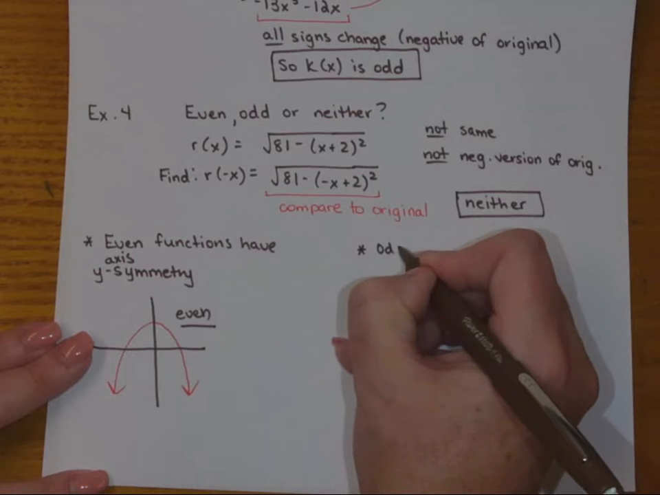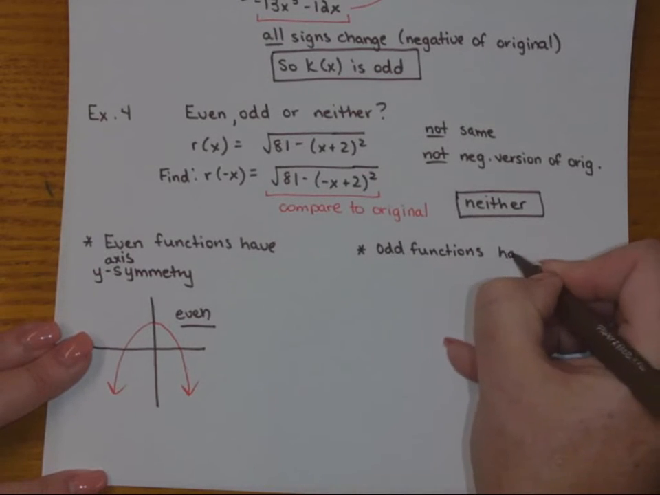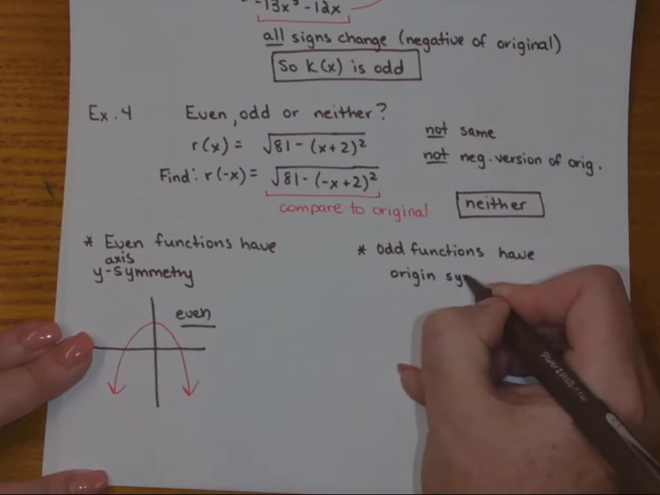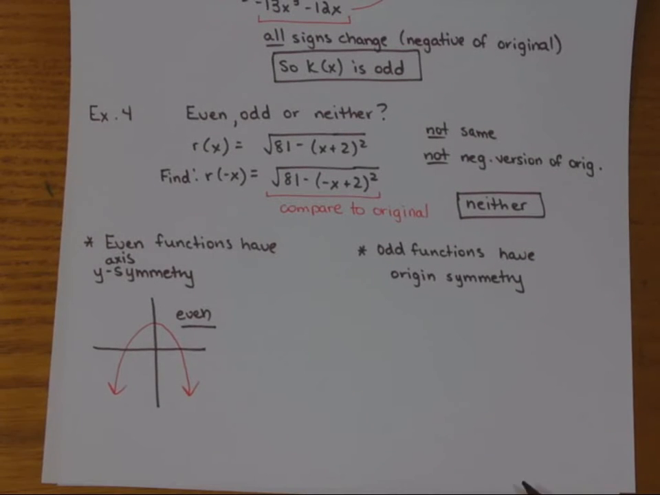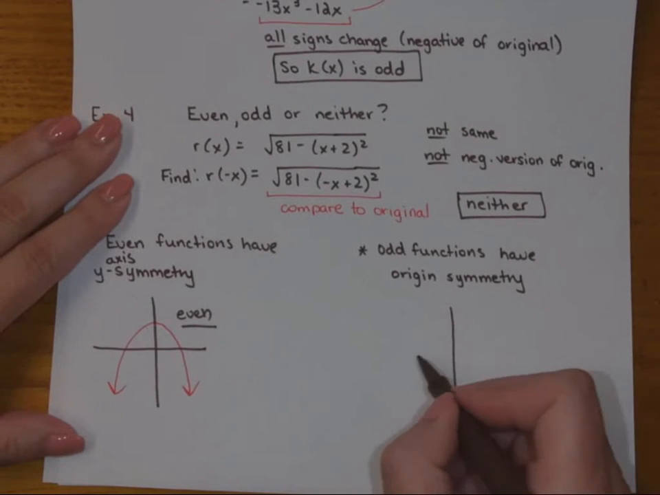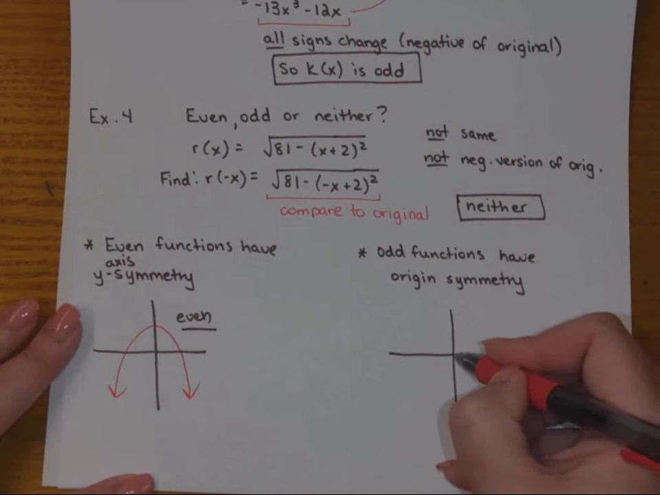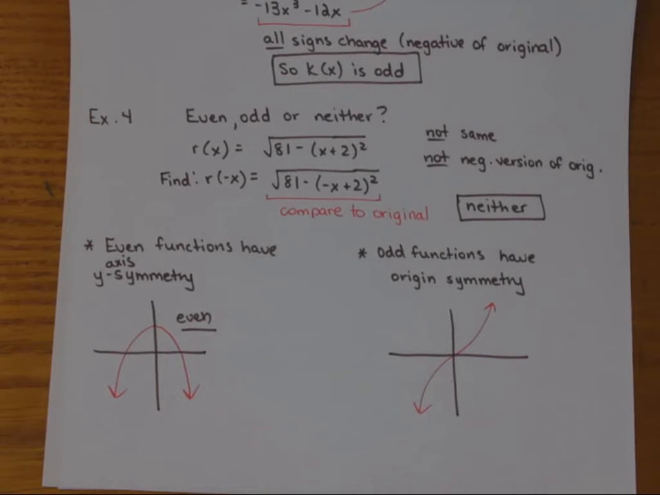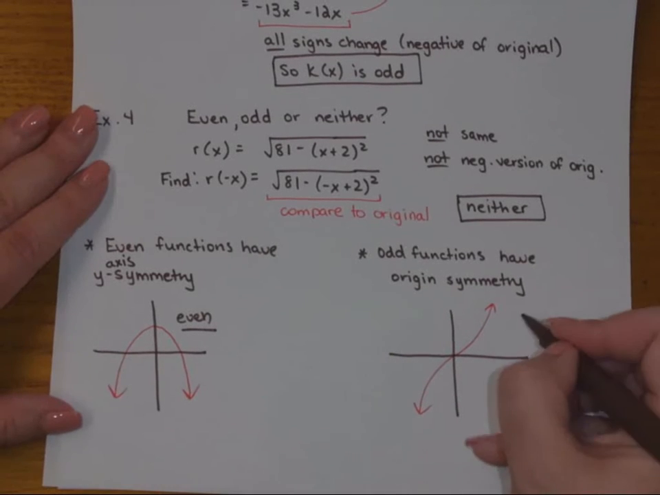Odd functions, on the other hand, have origin symmetry. So let's look at probably one of the more popular odd functions. So one of the graphs on your common sheet that we handed out was the x cubed graph. Okay, and it's odd because notice just what we said, that this piece is a rotated version of this piece. Okay, so this would be odd.